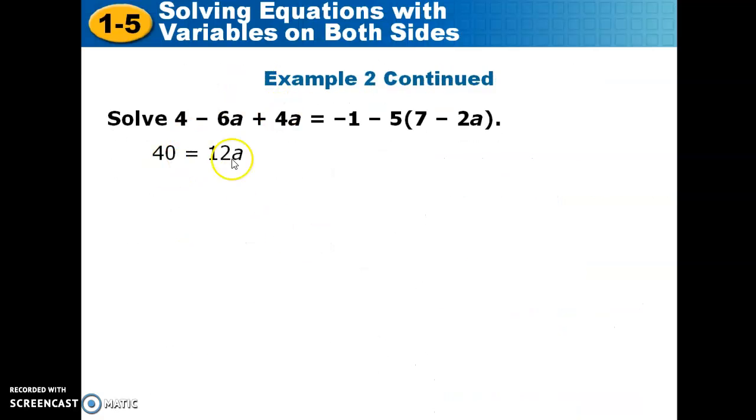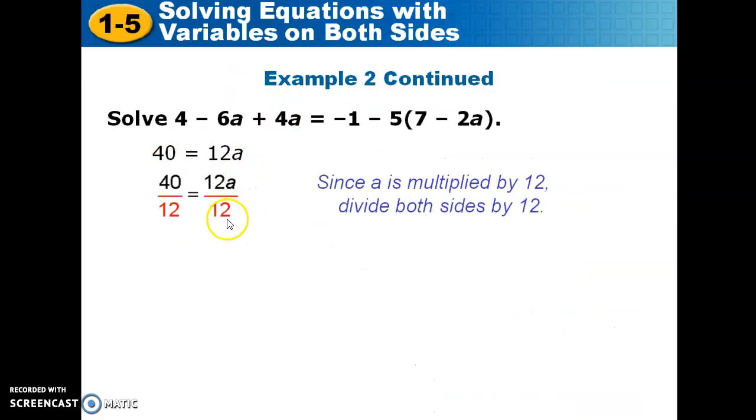And this goes over to the next slide here. I have to divide both sides by 12. And I get a equals 10/3. And simply all we did here was 40 over 12. That doesn't go in evenly.